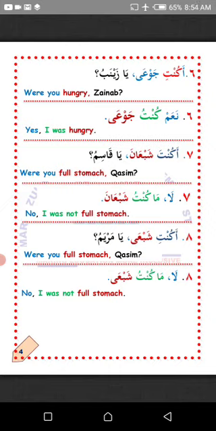Number 8: Akunti shaba'a. Were you full stomach, talking to a single female person? Ya Maryam. Now the answer. La, no. Ma kuntu shaba'a. I was not full stomach, which means she was hungry.